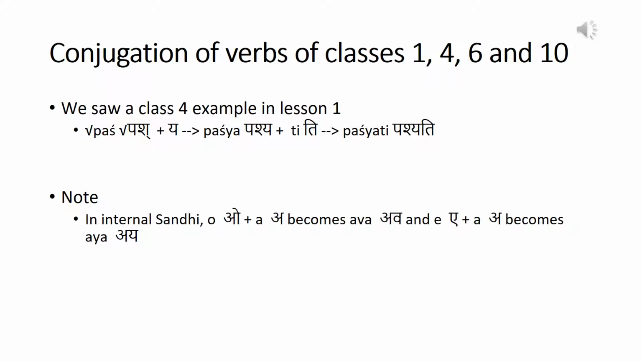In lesson 1, we saw that the third person singular verb pashyati is derived from the root pash by adding ya to form the verb stem pashya. To this stem is added the personal ending ti. Let us now look at the other root classes. One thing to note here is that in internal sandhi, o plus a becomes ava and e plus a becomes aya.